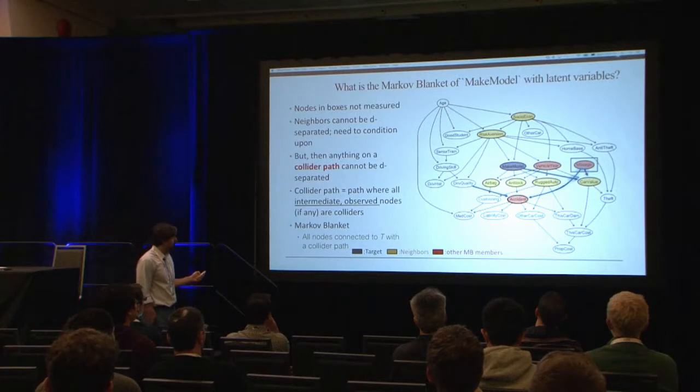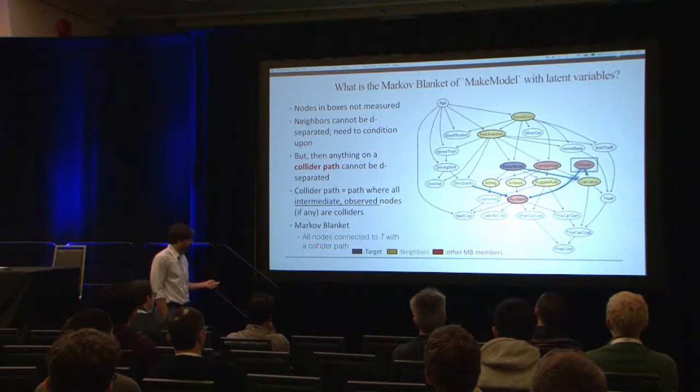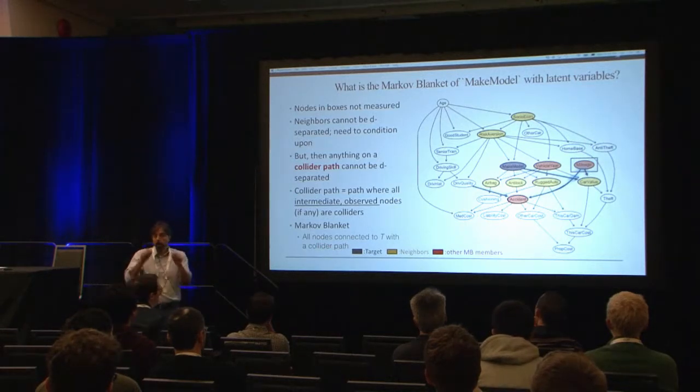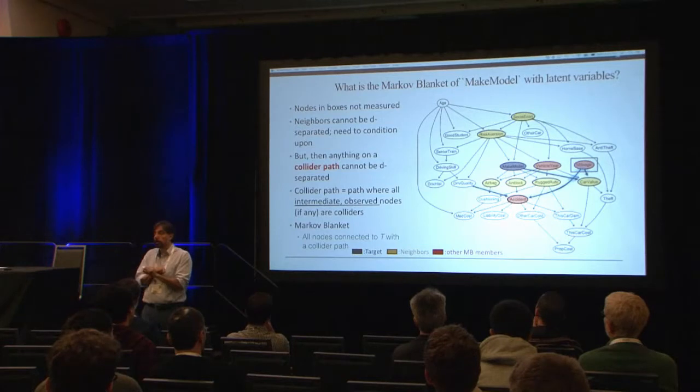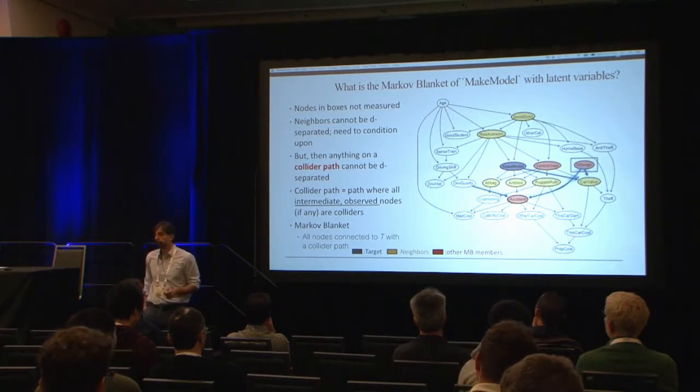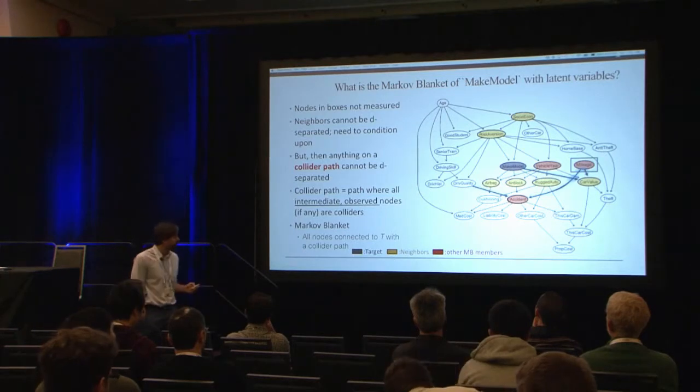So the Markov blanket here, we need to also include all nodes connected with what is called a collider path, a path that goes through observed variables that are all colliders. Okay, so it's a little bit more tricky.